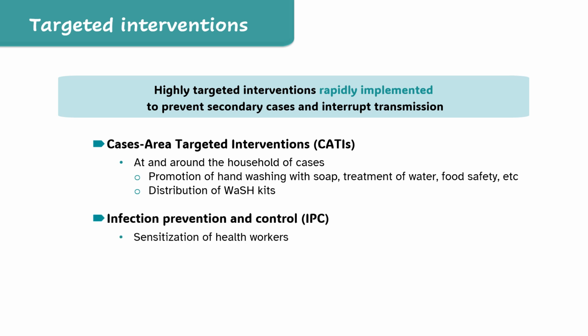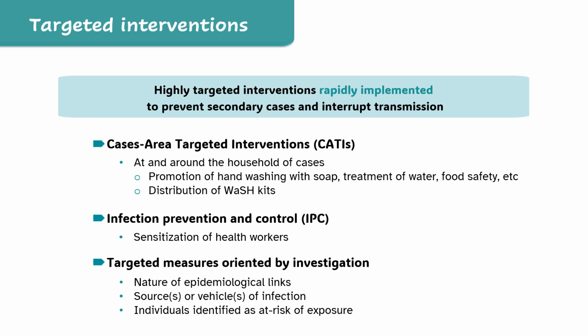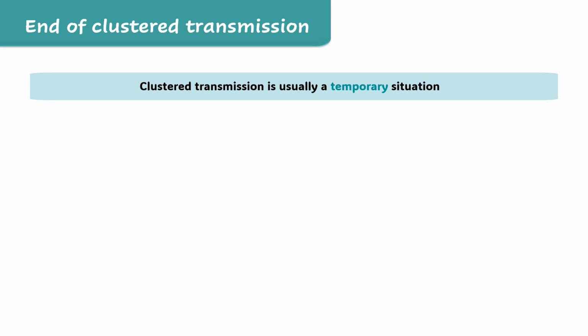Infection prevention and control (IPC) measures should also be considered by sensitizing health workers on how to prevent contaminations in healthcare settings. In addition, targeted measures to prevent and interrupt transmission should be determined taking into account the findings of the investigations regarding the nature of the epidemiological links, the source or vehicle of infection, and the individuals identified as at risk of exposure. Clustered transmission is usually a temporary situation which does not last for an extended period of time. Clustered transmission can evolve in two directions.